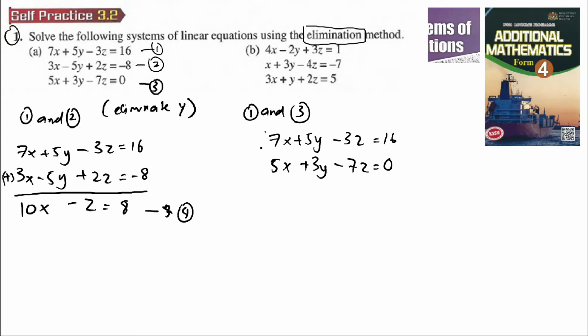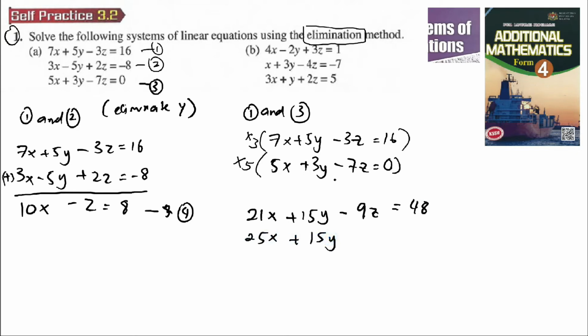You can multiply this one with 3, everything multiplied with 3, and you will get 15y. This one, everything multiplied with 5. So 3 times 7 is 21x. 3 times 5y you get plus 15y. 3 times negative 3z you get negative 9z, and this one is equal to 16 times 3, you get 48. Then 5 times 5 is 25x. 5 times 3y you get 15y. 5 times negative 7 you get minus 35z, equal to 5 times 0, which is 0.